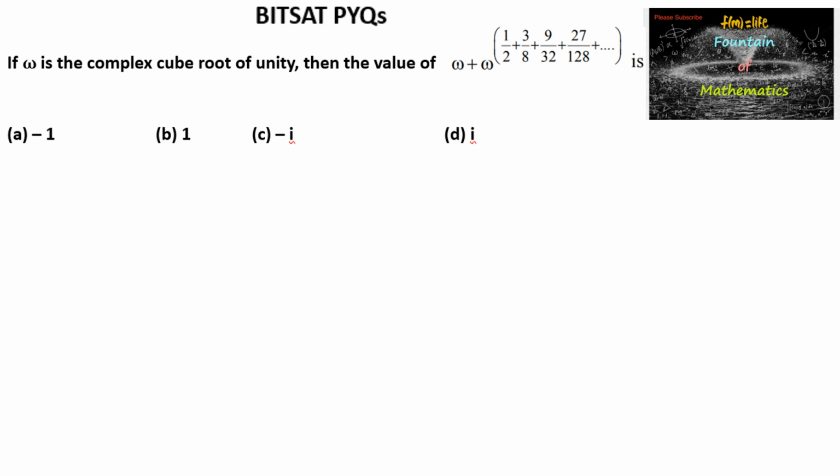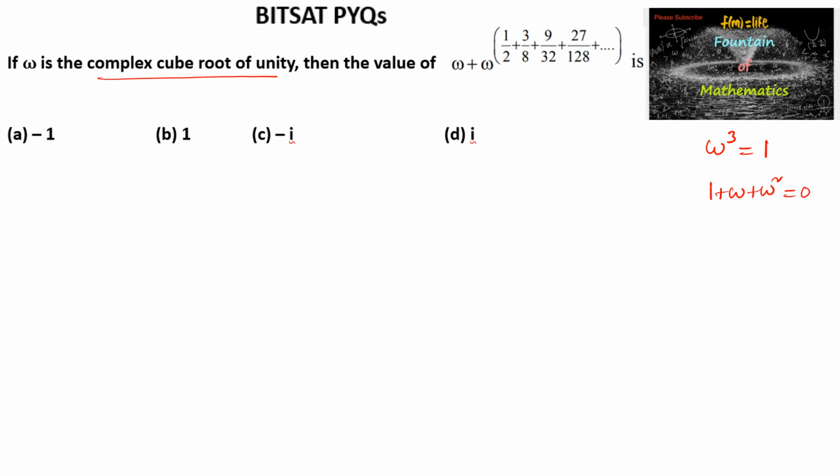Given omega is the complex cube root of unity, we need to find omega plus omega to the power 2, omega to the power 1 by 2 plus 3 by 8 plus 9 by 32 and so on, 27 upon 128. Since omega is the complex cube root of unity, we can write omega to the power 3 is equal to 1 and 1 plus omega square is equal to 0.